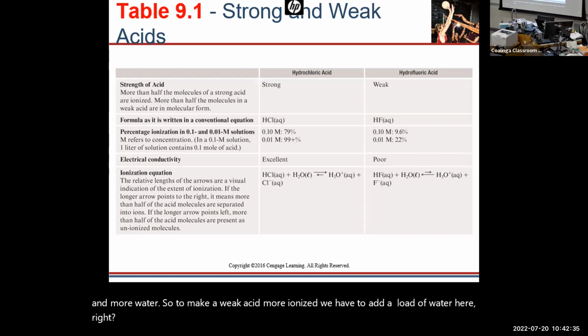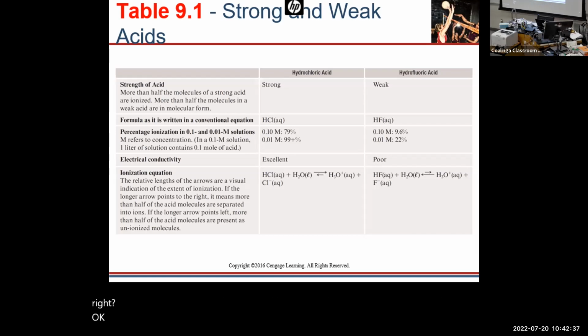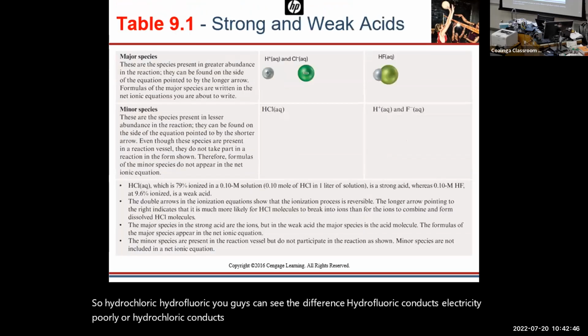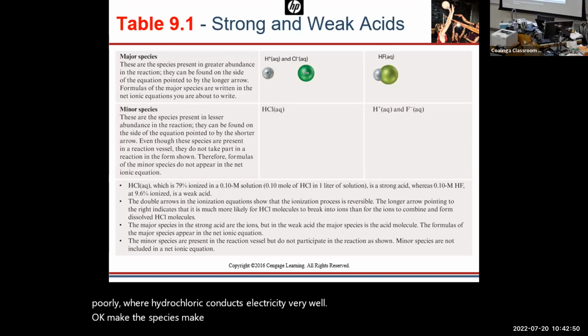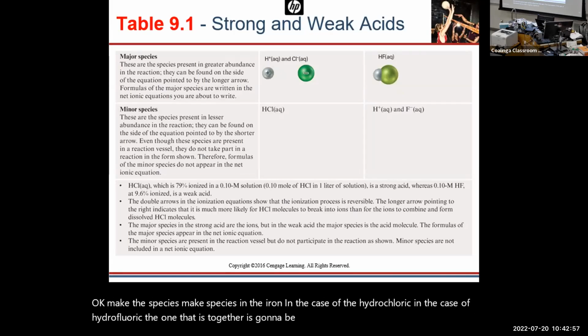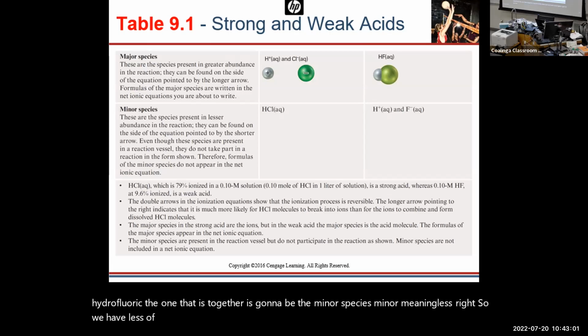So you can see the difference. The weak acid conducts electricity poorly, whereas hydrochloric acid conducts electricity very well. The major species are going to be the ions in the case of hydrochloric acid. The part that is together is going to be the minor species, minor meaning less, so we have less of the one that's together in the case of hydrochloric acid.